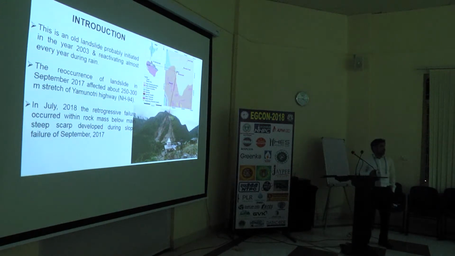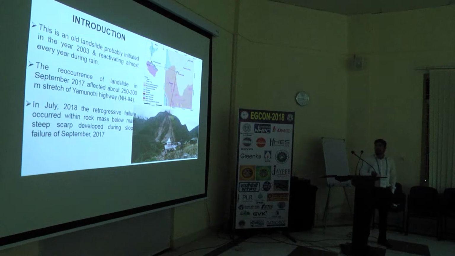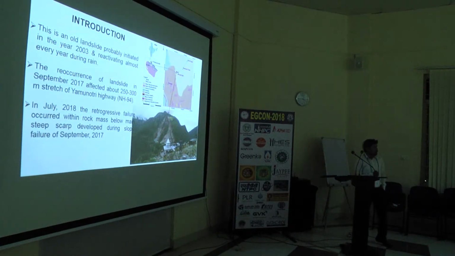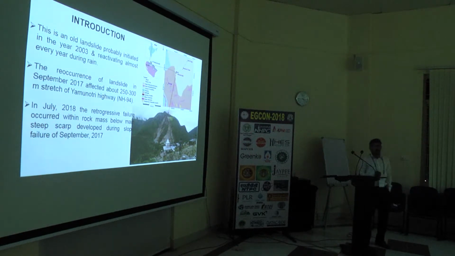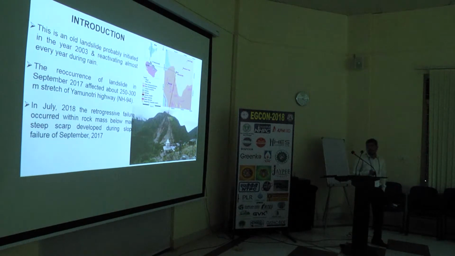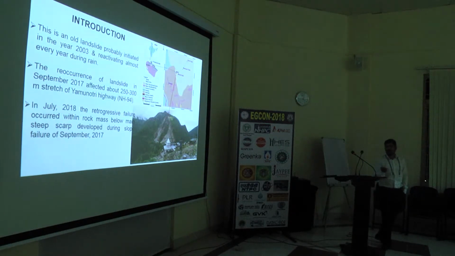And this slide is an old slide, which probably initiated in 2003 as per the locals, and has been reactivating every year after that, especially in the rain period. The slide reoccurred in 2017 and impacted about 300 meter of the stretch of NH 94. And again in 2018, the slide was reactivated, and still the slide has blocked that road.